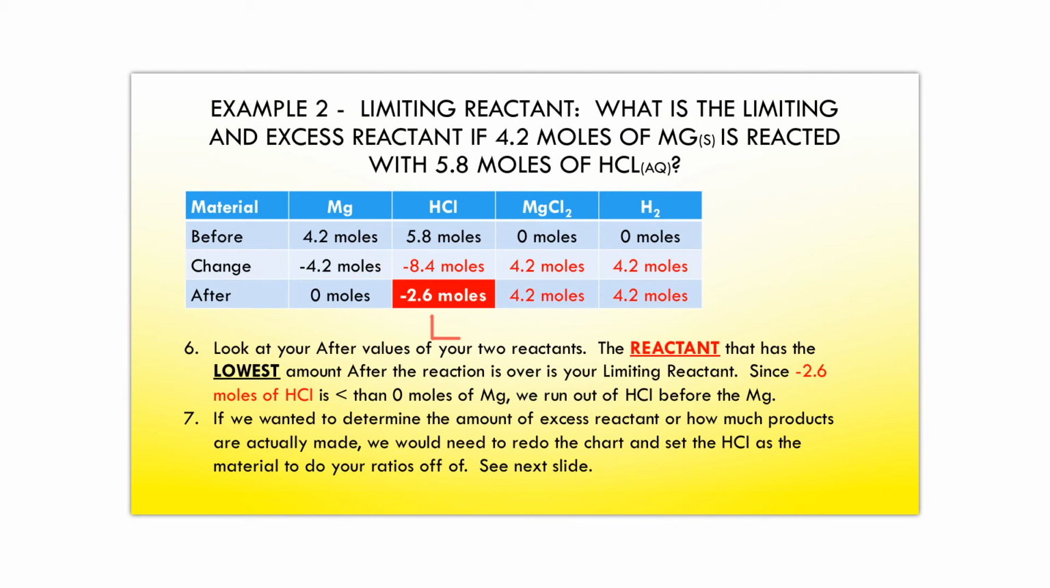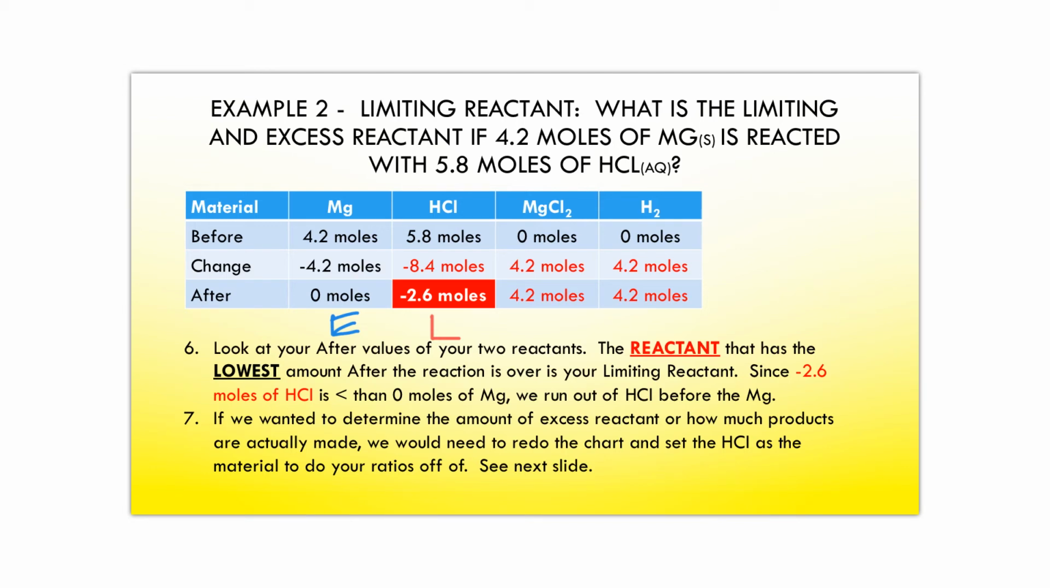So this limits, and this is my excess. So even though we picked that magnesium was my limiting reagent, at the end of the day, we now know that our prediction was, quote, incorrect, but we now know the correct answer. The correct answer is HCl versus magnesium. The HCl runs out first.